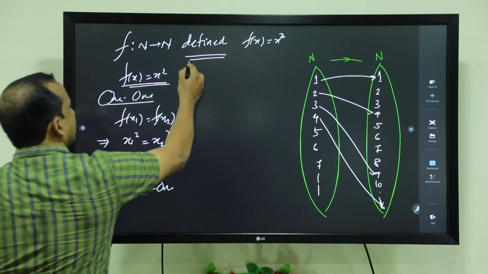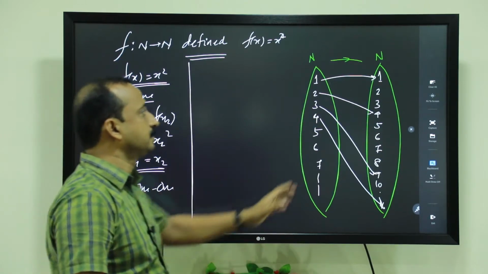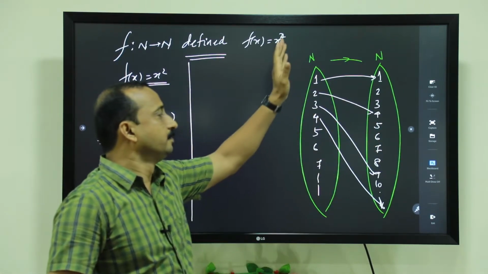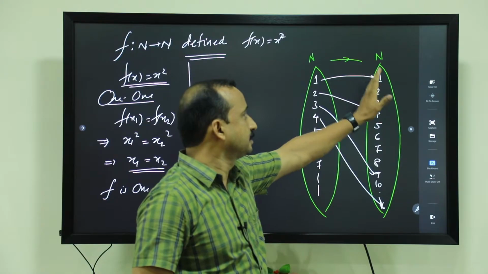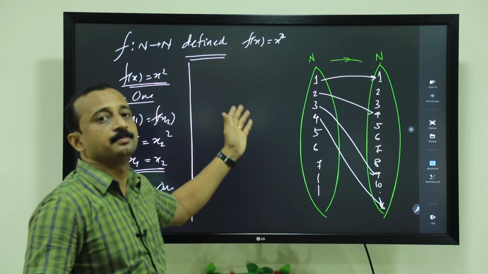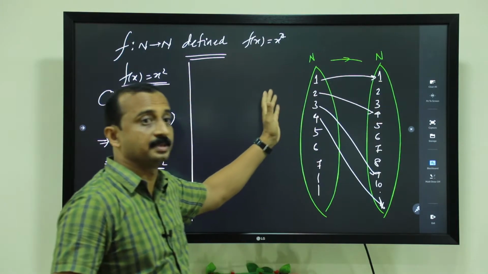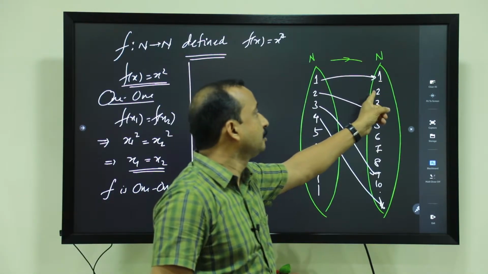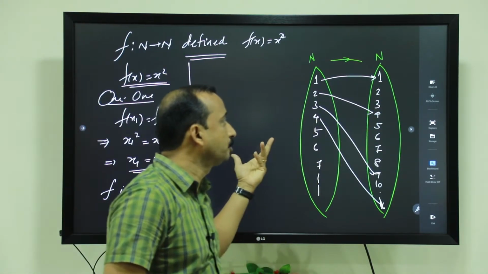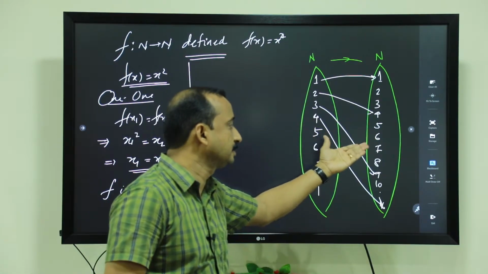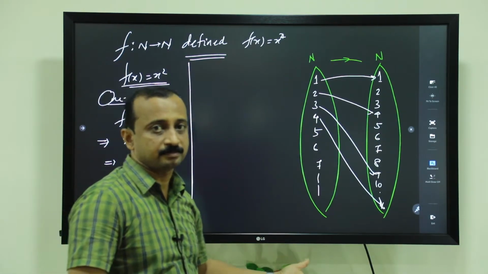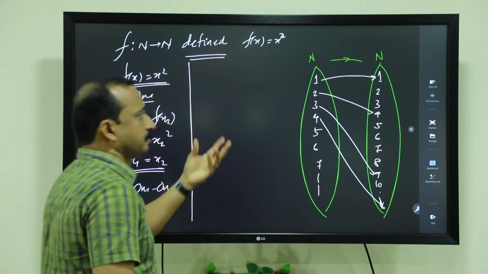Here our function is not onto because the onto definition says every element of the second set has at least one pre-image in the first set. Here the element 2 has no pre-image, 3 has no pre-image, 5 has no pre-image, and 6, 7, etc. have no pre-image. You take any example, any values.